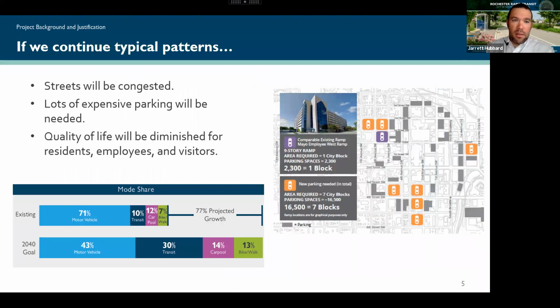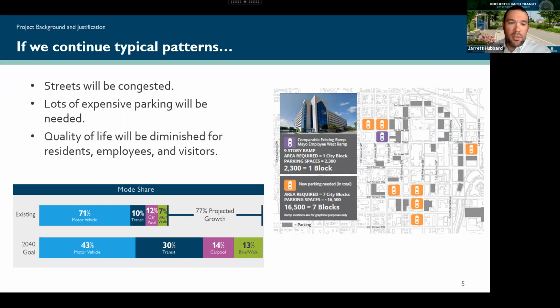All of those documents came out with the projection that we are expecting a lot of growth, not only in all of Rochester, but particularly downtown: up to 30,000 new employees downtown by 2040, and roughly 15,000 new residents, even just downtown. With all that projected growth, those documents pointed out we'll have some serious congestion issues downtown. If we continued our traditional development patterns, we would add several new blocks of just parking garages to accommodate everyone driving their own vehicles downtown. And with all of that happening, we would see a diminishing quality of life for residents, employees, and visitors.